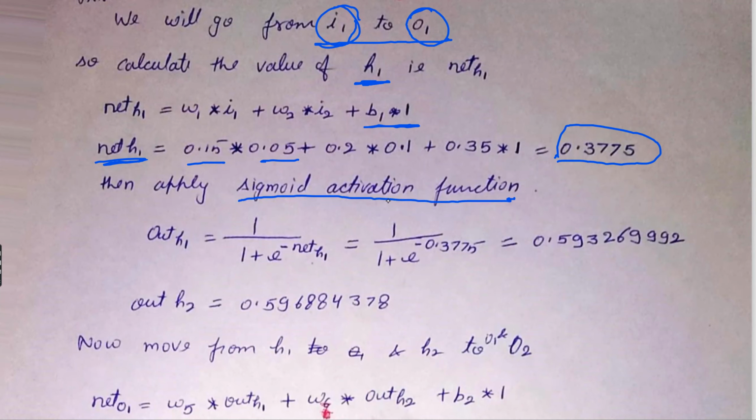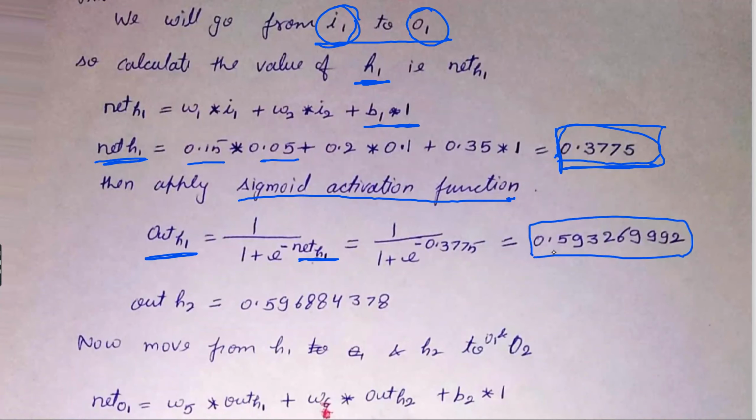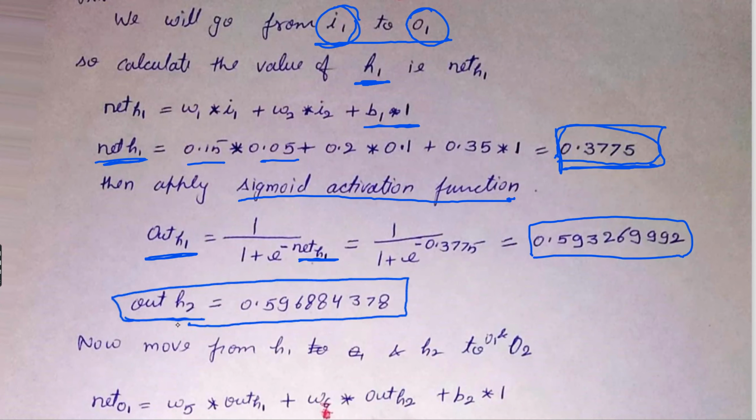The output of H1, after applying this activation function, is 1 upon 1 plus e to the power minus net H1, where net H1 is the value that we have calculated. After putting in this value, we get the output of H1 as 0.5932699992. In a similar way, we will calculate the output of H2.